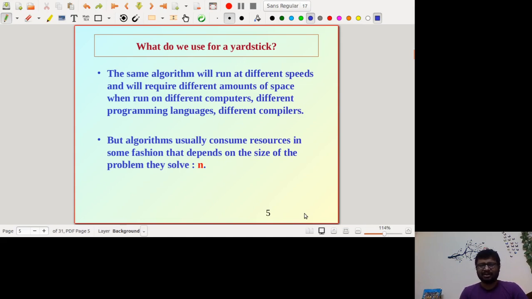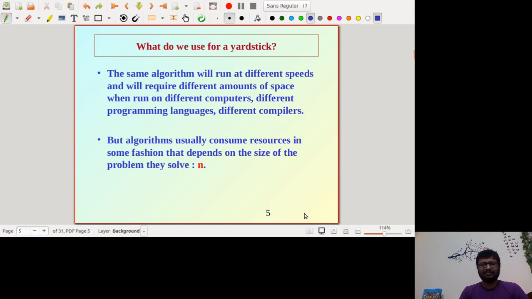But I'd like to attach a measure to the algorithm. I'd like to attach a measure that will measure the complexity of an algorithm regardless of the machine that you are running it on or the system software that the program is being run on. I'd like to have a measure that is independent of the platform on which you are running your algorithm. How do I do that?